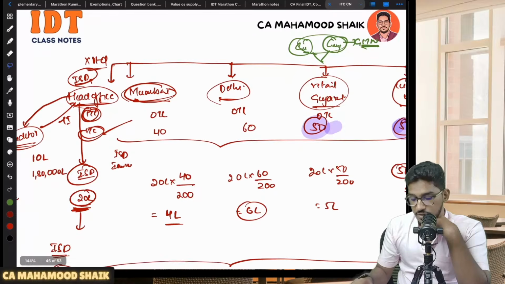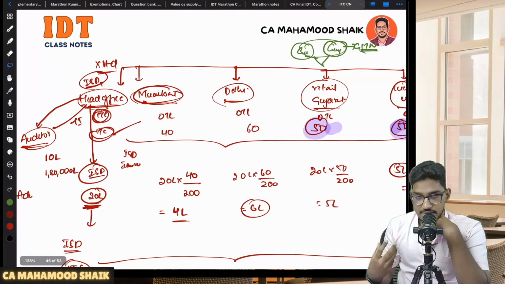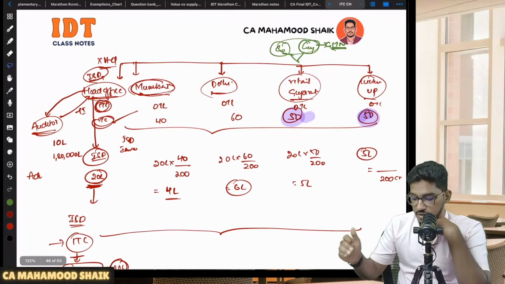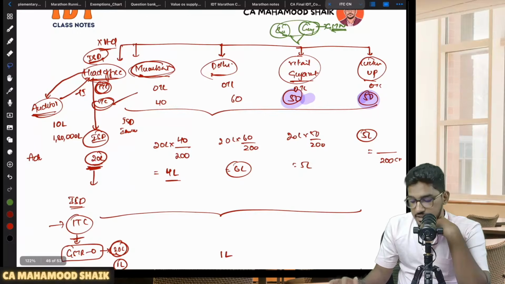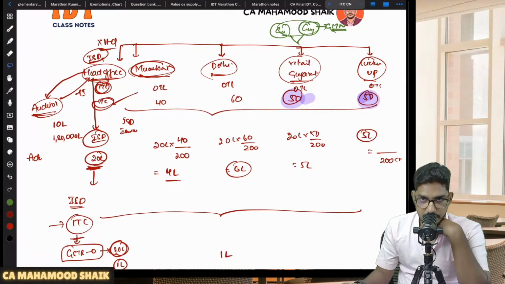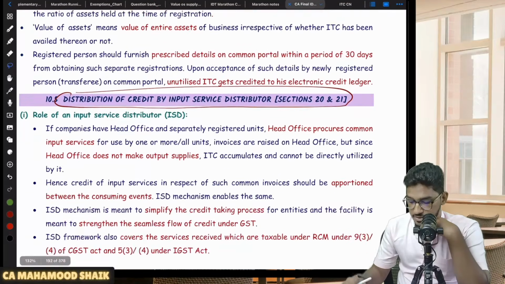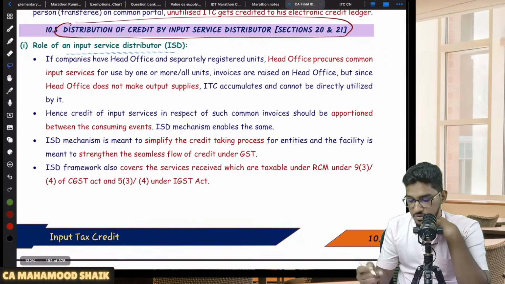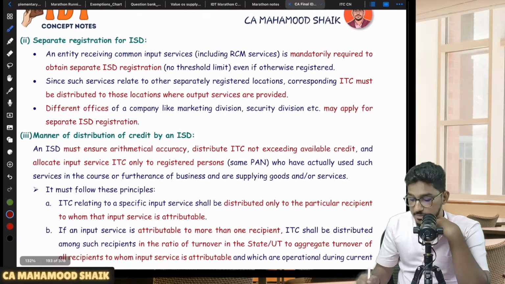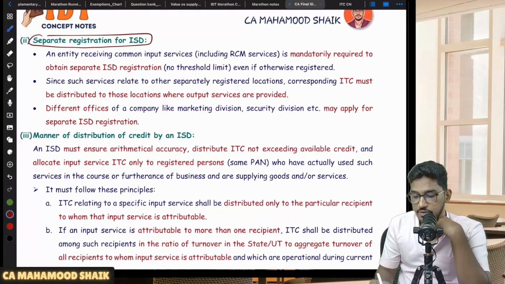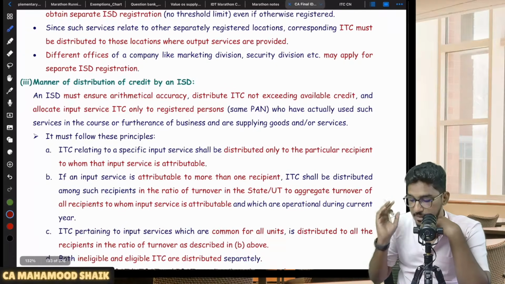Okay. So now what will they do, sir? Whatever common ITC is there, they will attribute it to all their locations. Able to understand? So this is the concept of Input Service Distributor. This is the basic information, the role of ISD and so on. So all this we have covered. Then, separate registration: this Input Service Distributor, like head offices and marketing offices, needs separate registration apart from the regular registration. So what is the manner of distribution?